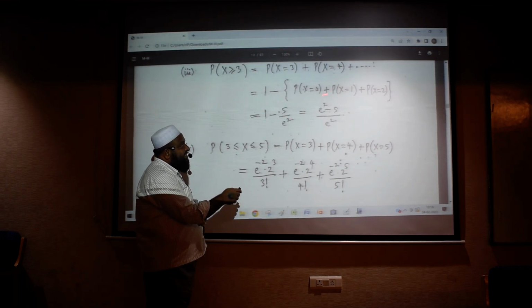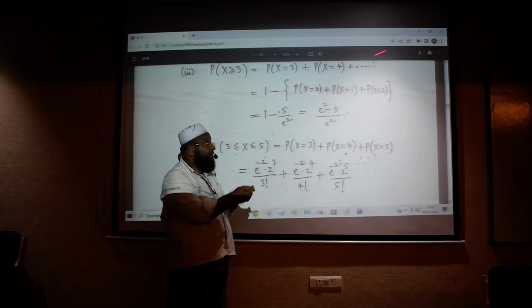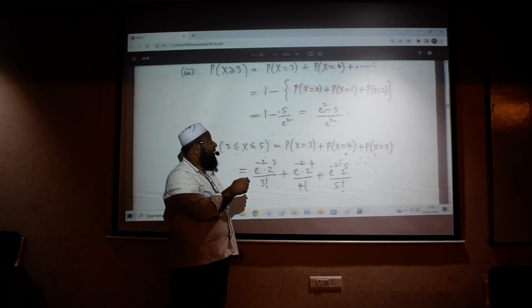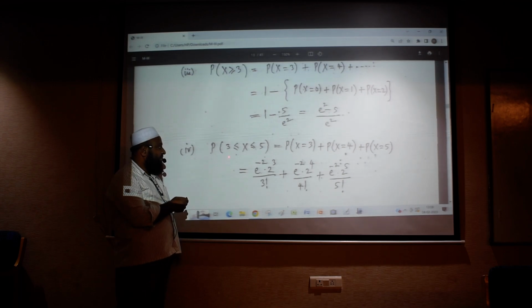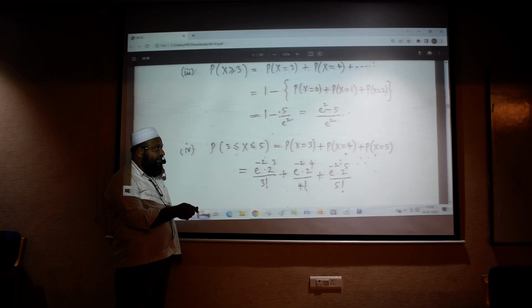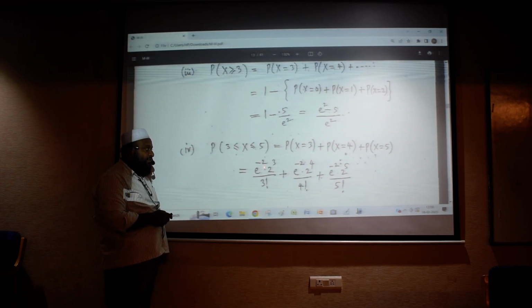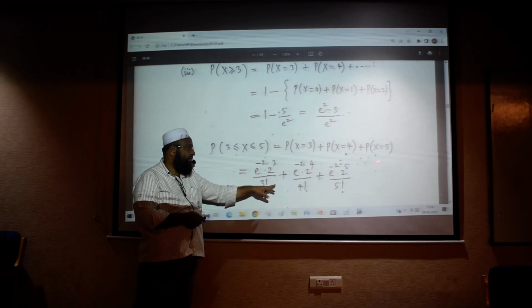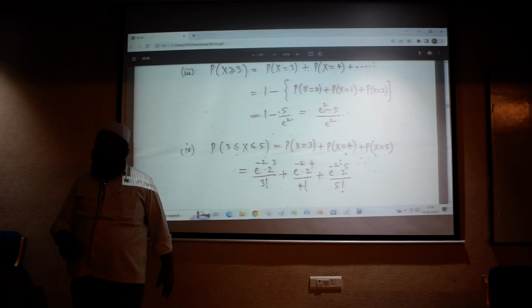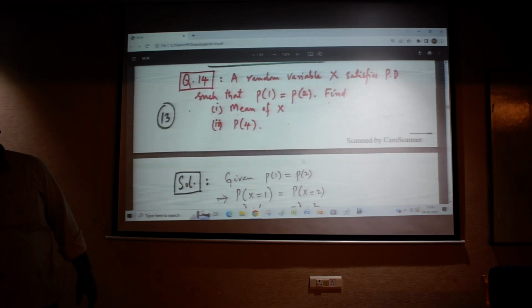So 1 minus, this is already calculated in previous steps. That is why I have replaced it. Otherwise, you have to calculate this one. So 1 minus this one, that is finally this. Now we want from 3 to 5. Then you have to add up only this 3, this 4 and this 5. Understood clearly? So here you see power is 3, power is 4, power is 5, divided by 3 factorial, 4 factorial, 5 factorial. On simplification, you will get it. Don't do simplifications and waste the time.